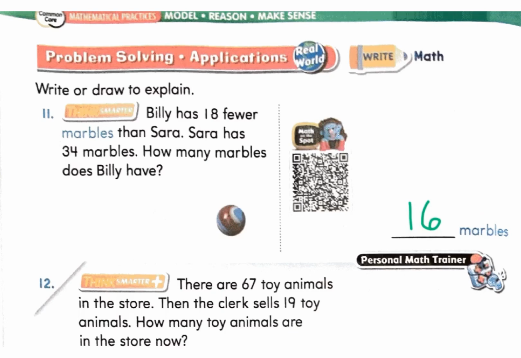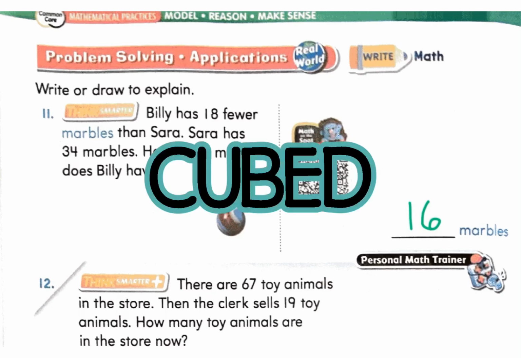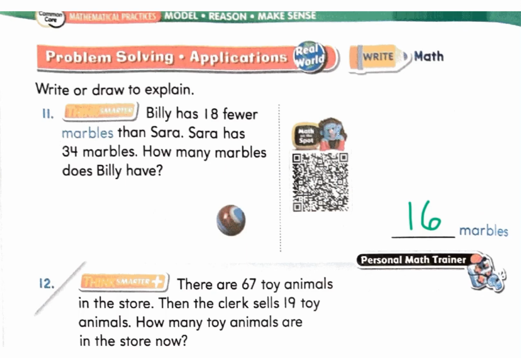Over here on the next page, for the problem solving, it says write or draw to explain. I hope that you remember to use cubes. It says Billy has 18 fewer marbles than Sarah. Sarah has 34 marbles. How many marbles does Billy have? So we need to see how many fewer, how many less does Billy have than Sarah. So we'll start with circling the numbers, right? I know that my numbers are going to be 18 and 34. And I need to figure out how many less, fewer, box the important word, Billy has than Sarah. My question that I underline, how many marbles does Billy have, if we know that he has 18 fewer than Sarah.